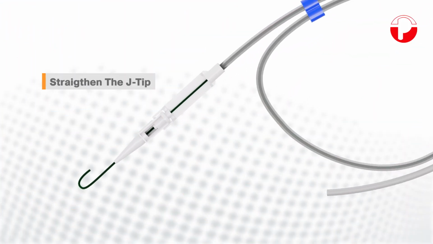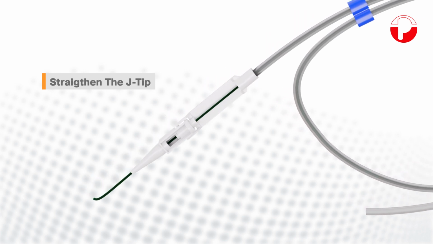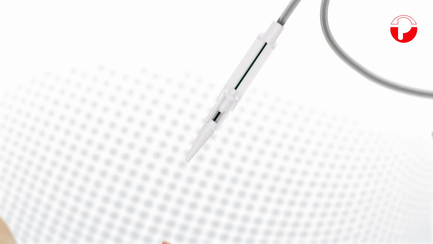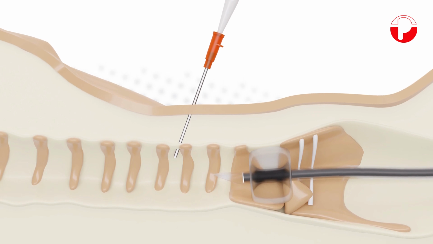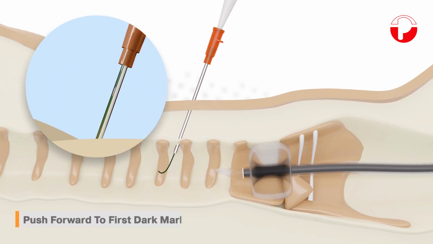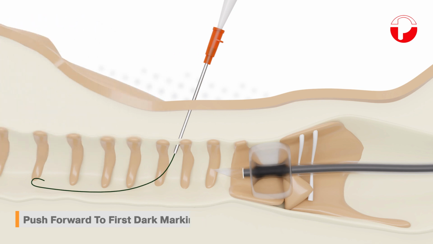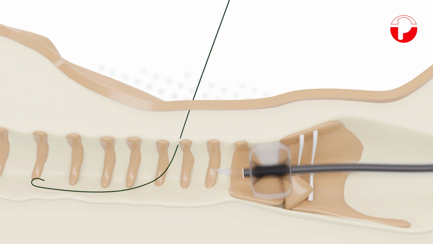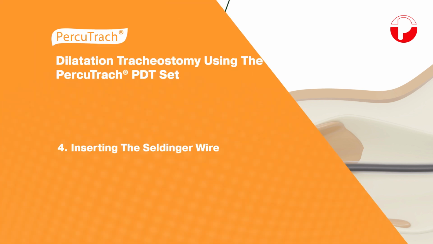To do so, first straighten the J-tip of the guide wire by using the dispenser and make sure that the tip does not protrude. Attach the dispenser to the catheter and feed the guide wire into it. It should pass easily with no resistance. Once the guide wire has been positioned, the dispenser can be removed, followed by the catheter.